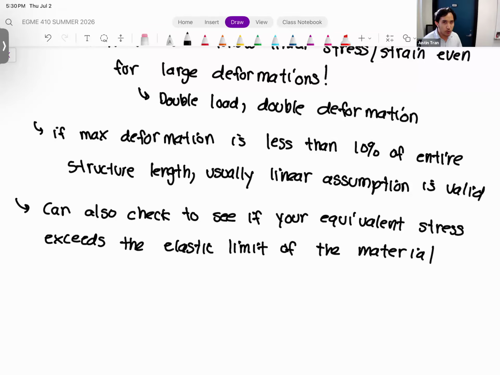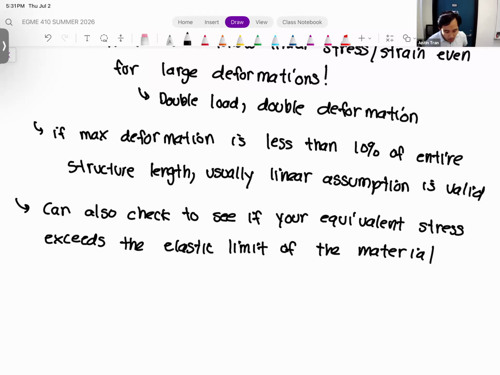So for certain materials, if you're using a fairly common material like aluminum or steel, the elastic limit for those materials is fairly well known. You could probably look it up in the material data sheet. A more precise way to see whether you're good is just to check that elastic limit. As long as the stress is below that elastic limit, then you're good. The linear assumption is just fine.